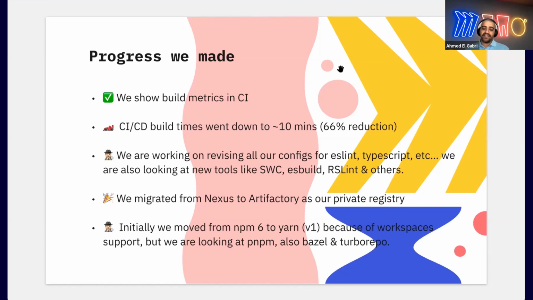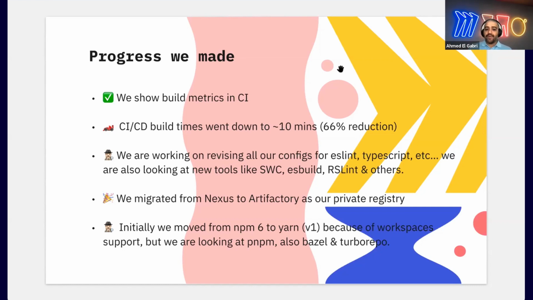We also migrated from Nexus, which is the private registry that we have, to Artifactory. And this is now much, much more stable. We barely got any downtimes or any issues. And also it helps us keep everything in one place, because we also push some artifacts from the Java backend to the registry.